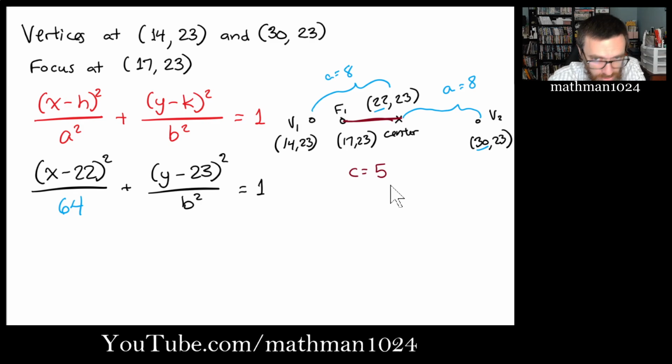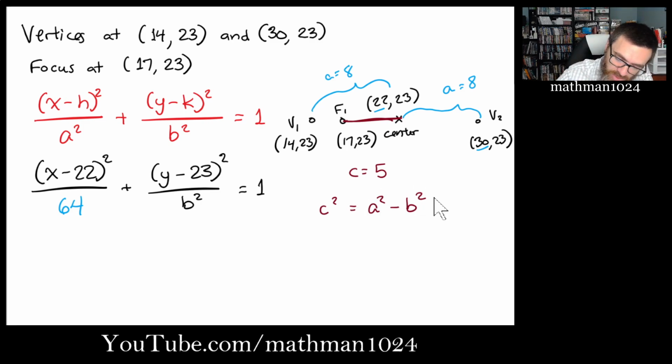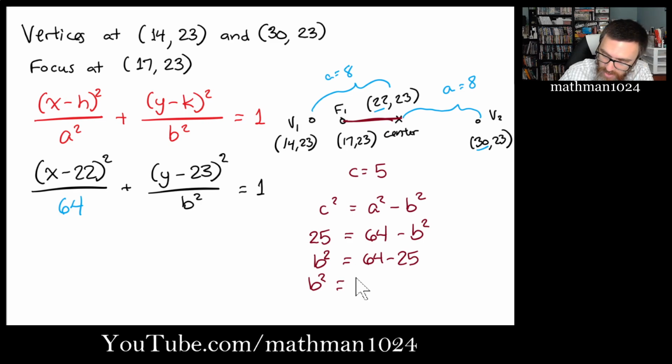Okay, this is useful. And we know that c squared is supposed to be the difference between these guys right here. Because we know that we're stretched in the x direction, the value underneath the x will be larger, so we can say c squared equals a squared minus b squared. So c is 5, so c squared is 25. A squared is 64. We've got to find b squared. So moving terms around, b squared is 64 minus 25. So b squared is, let's see, 39.